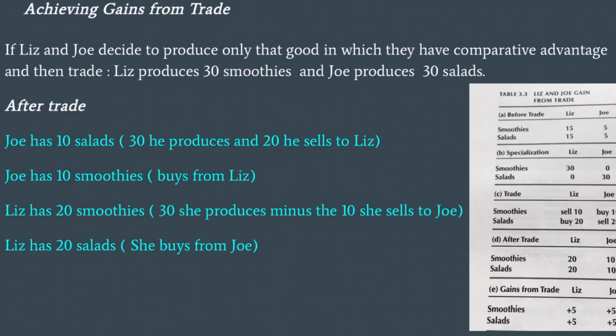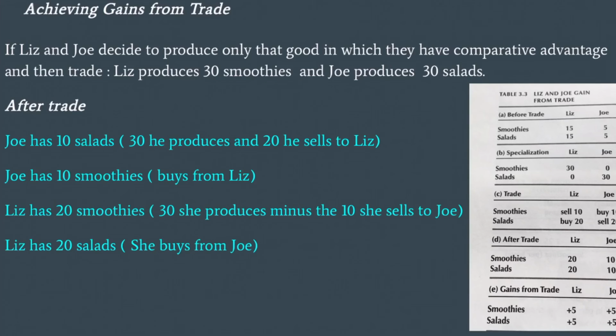Now, if Joe and Liz decide to produce only that good in which they have comparative advantage and then trade with each other, then Liz produces 30 smoothies and Joe produces 30 salads, which you can see in the B section of the table. That is specialization. They both specialize in the good in which they have comparative advantage.